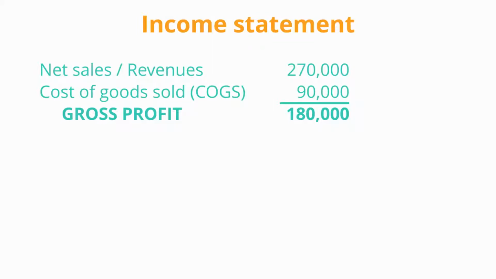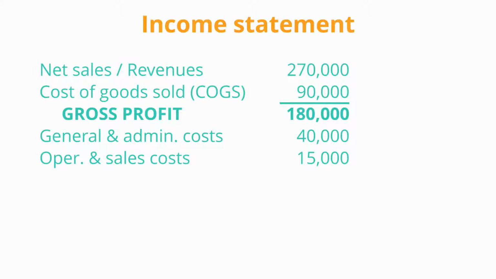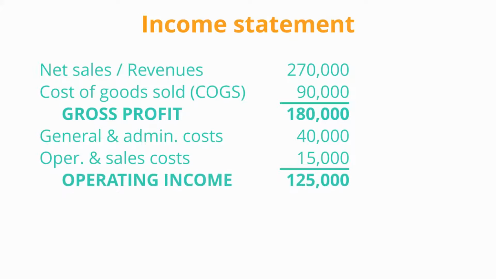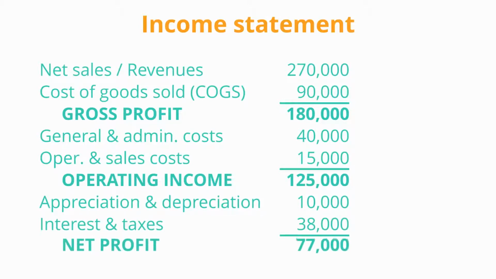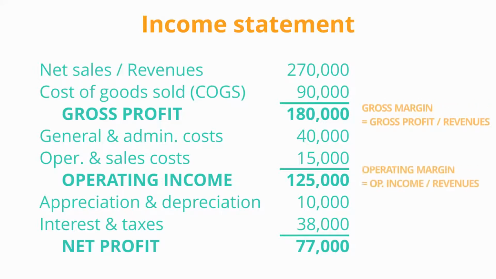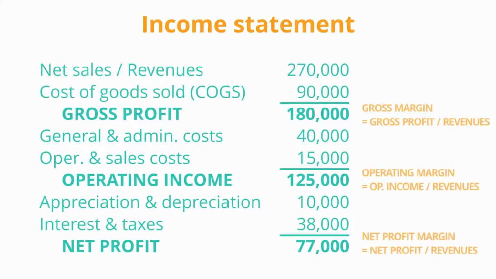Since every company needs more budgets for general administration, operating and sales costs, the remaining profit will decrease, and it is called the operating income. The net income is then the result after considering the interest, taxes, depreciation and appreciation, and even further expenses.